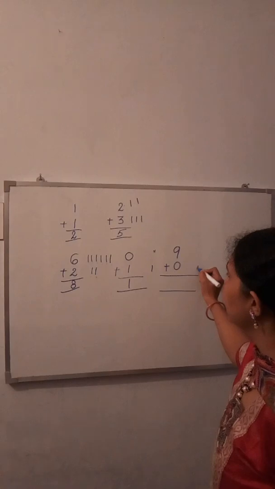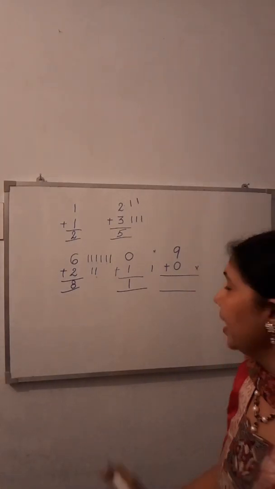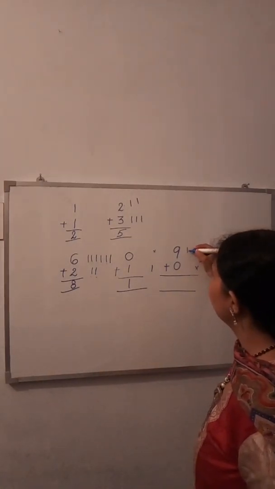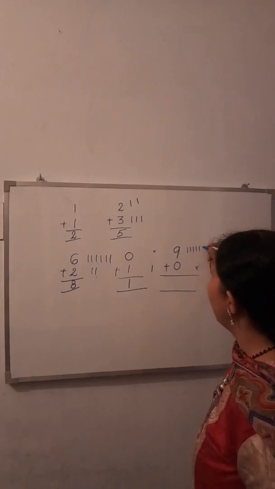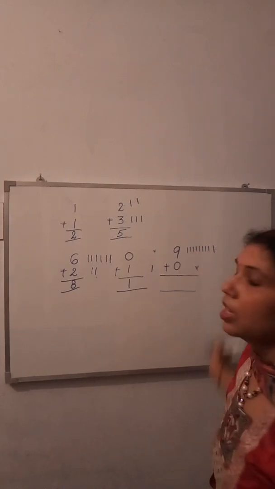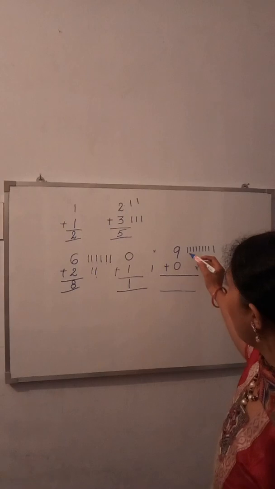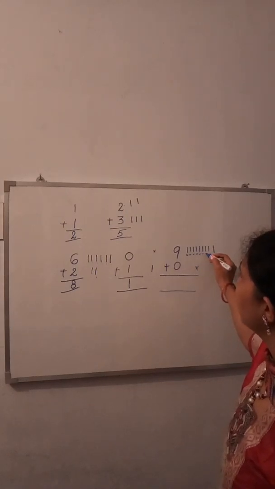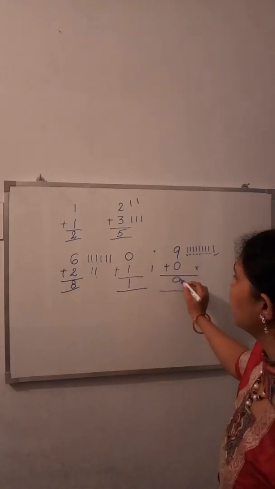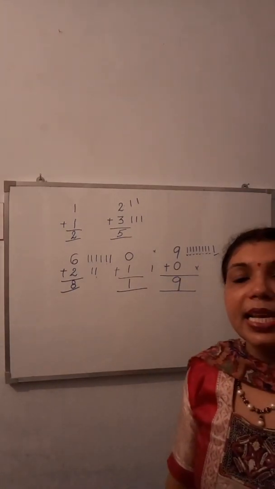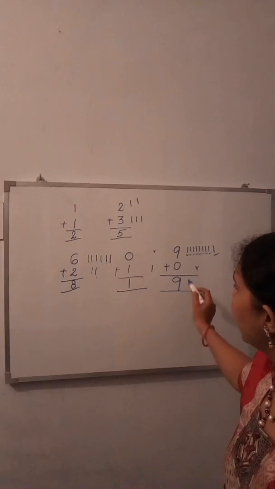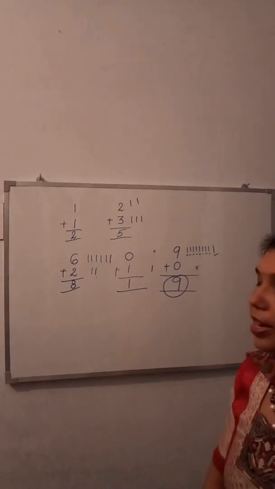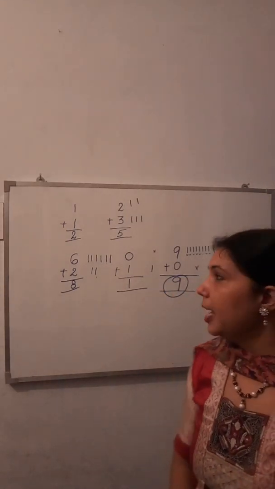Okay. In the same process, it is given 9 plus 0. Means 0 means nothing. And here it is given 9. Means 1, 2, 3, 4, 5, 6, 7, 8, 9. Then how many lines are there? 9 lines are there. Then it means it will be 9. Total will be 9.